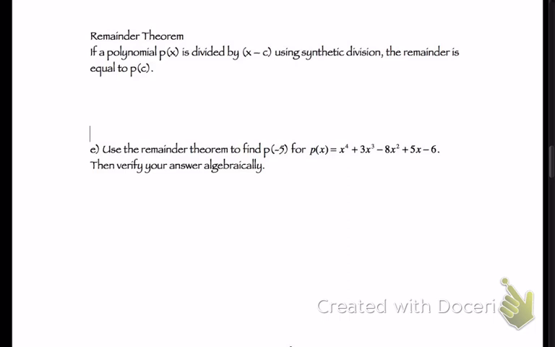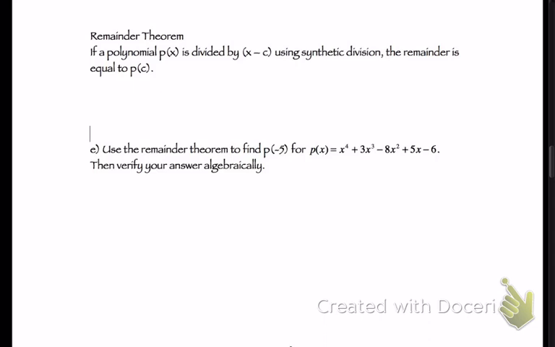So, the remainder theorem. For right now, I'm going to skip over what it says there. If a polynomial, etc., etc. We'll get back into what that means after we do the example. I think you'll understand that a little bit more. So, if I take a look at letter E, it says use the remainder theorem to find p at -5 for that polynomial function, then verify your answer algebraically.